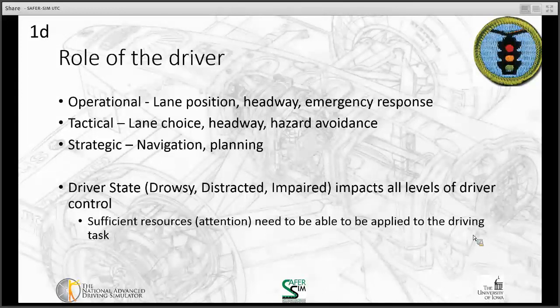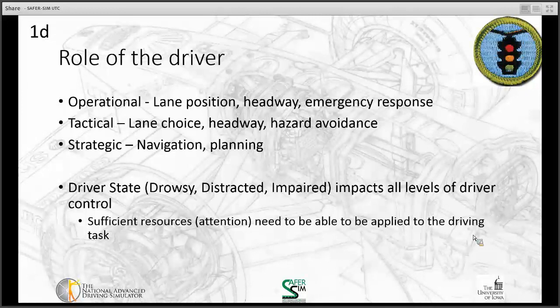And then maintaining lane position, maintaining headway, and emergency response are operational. So as the circumstances are changing, I'm going to be shifting around what I'm doing. As I'm adjusting the steering wheel to keep in my lane, that's an operational adjustment. As I release the accelerator or press the brakes, that's an operational mode as well. And then emergency response: the lead vehicle slams on its brakes. What do I do? That's an operational response to the driving environment.